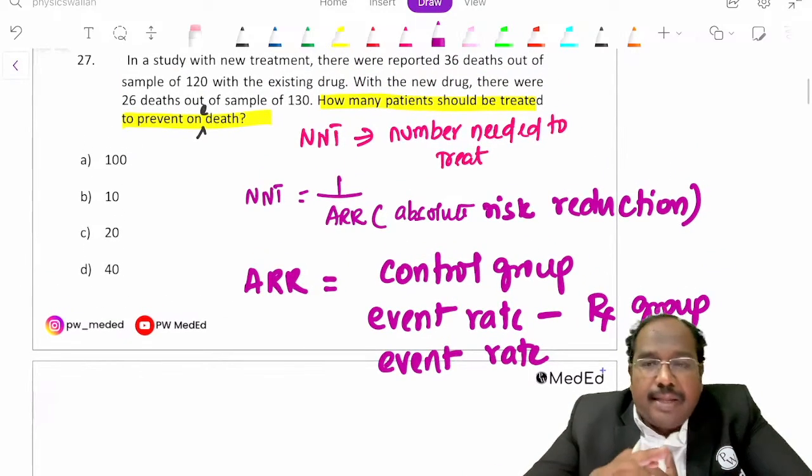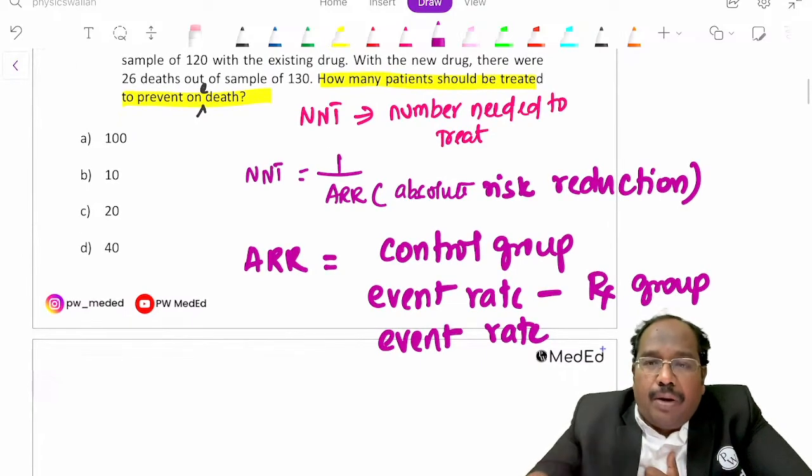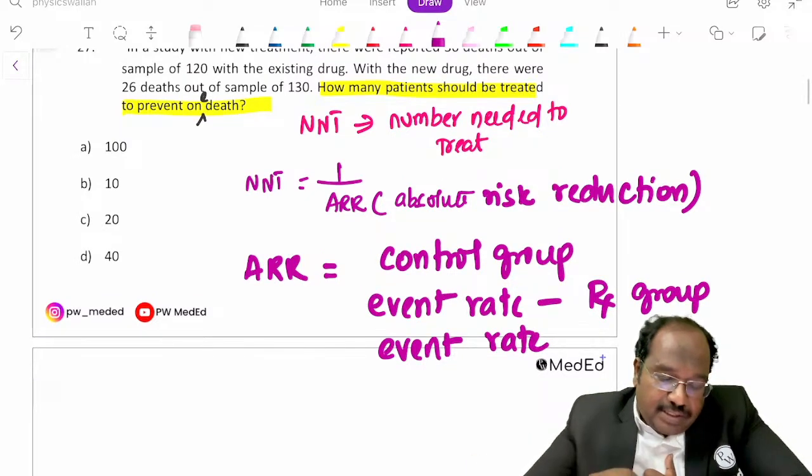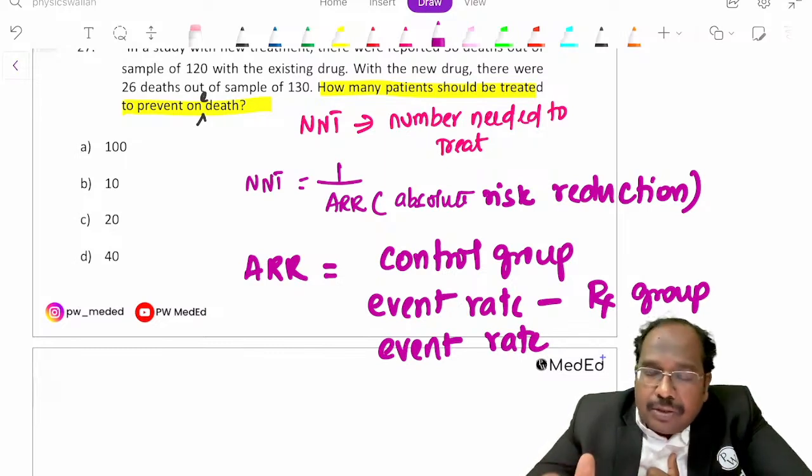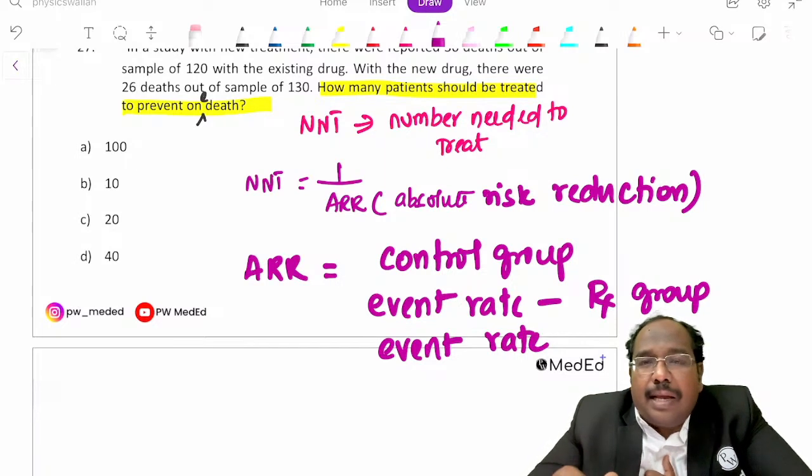So look here, they have done an RCT. For one group they have given a new drug. For the other group they have given the existing drug. Okay, so this is number needed to treat. We have to calculate here. So the formula is 1 by ARR. ARR means absolute risk reduction. It's a past question. Okay, fine.